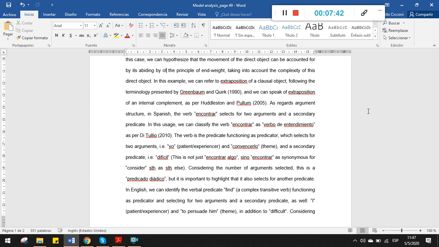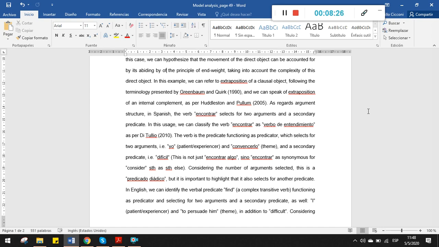This terminology is within the chapter on funciones sintácticas del sintagma verbal, under the section on predicativos, predicados secundarios. The verb is the predicate functioning as predicator, which selects for two arguments. That is to say, yo, which can be classified as patient or experiencer in terms of thematic role, and convencerlo as a theme.